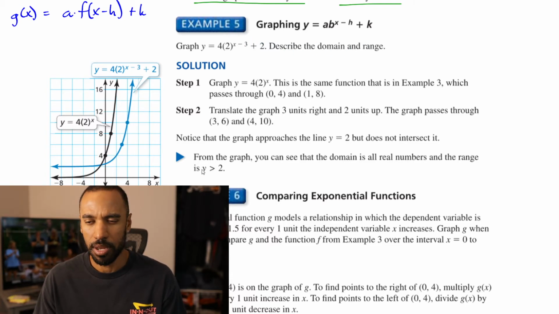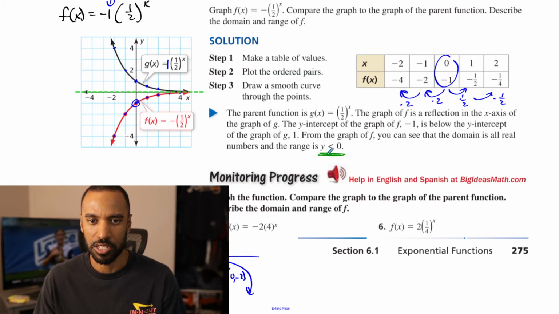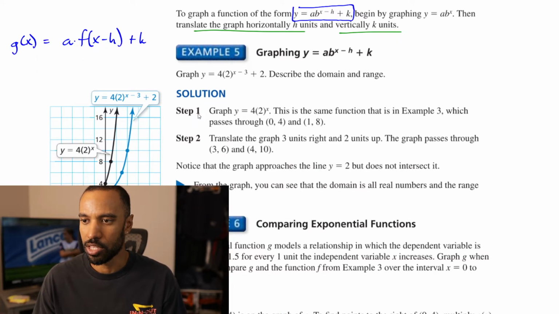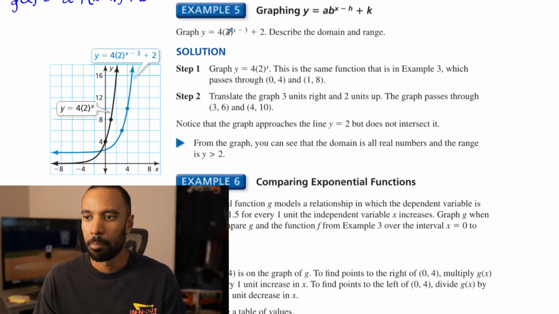By the way, did we look at domain and range for the last? We didn't. This range I wanted to state was y is less than 0, while domain is still all real numbers. It's less than 0 because we're underneath right there. So let's get into this one right here, and this will change our range because there is a vertical translation on this thing. But they do start by graphing y equals 4 times 2 to the x power.